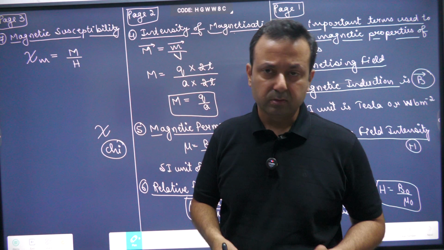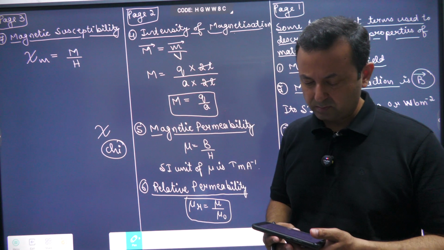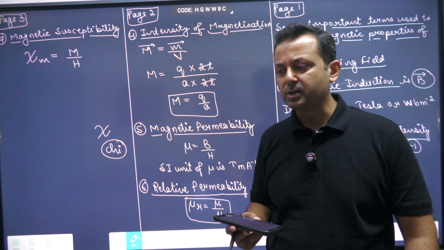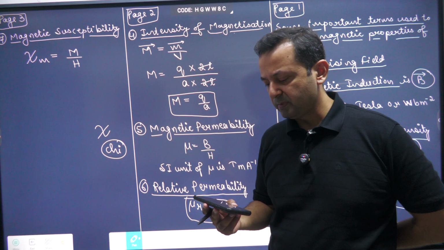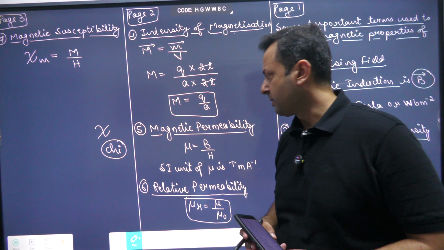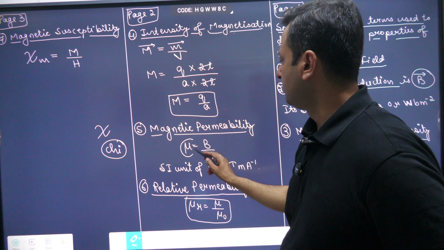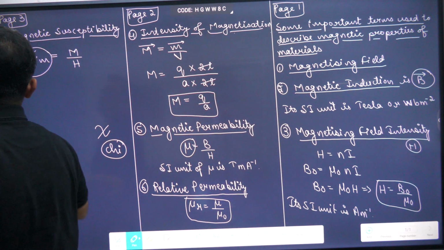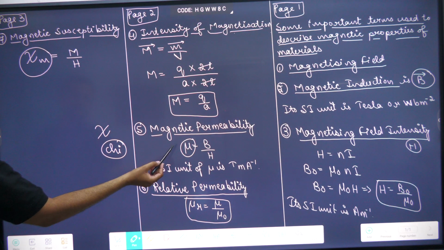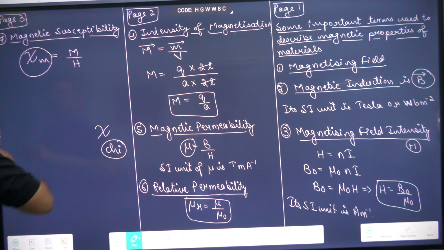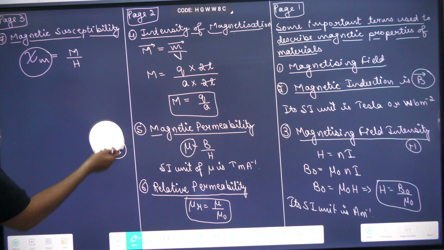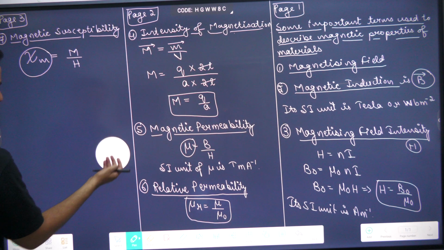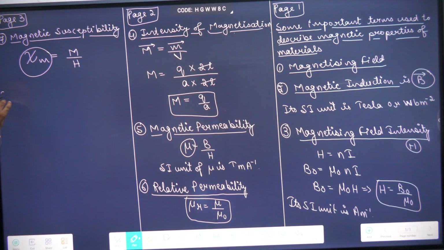Now the eighth term is actually not a term, it is a relation: the relation between magnetic permeability and magnetic susceptibility. What is magnetic permeability? It is mu. What is magnetic susceptibility? It is chi m. So we have to just establish a relationship between mu and chi m.